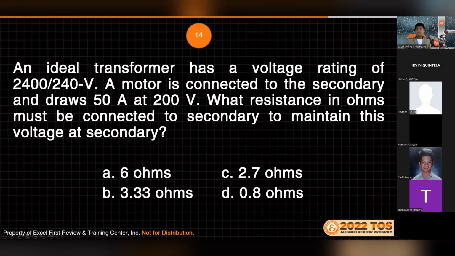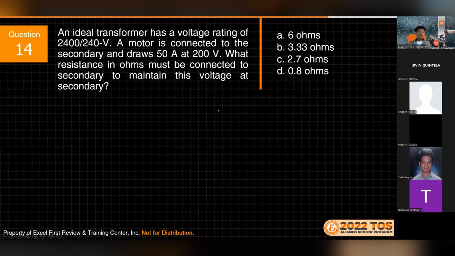Okay. Next, let's proceed with number 14. An ideal transformer has a voltage rating of 2,400 down to 240 volts. A motor is connected to the secondary and draws 50 amperes at 200 volts. What resistance in ohms must be connected to secondary to maintain this voltage at secondary? Yes, no? So anong nangyari doon? Sa secondary yung tayo titingin ha, hindi na ako mag-drawing ng pinaka-ideal circuit.